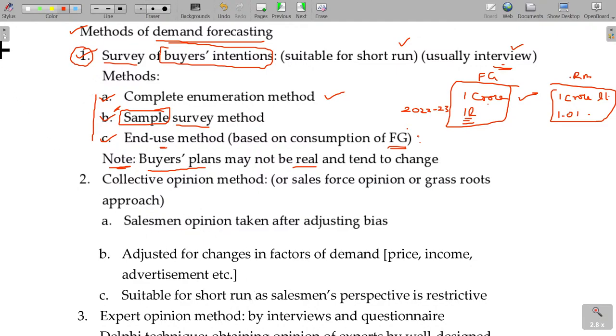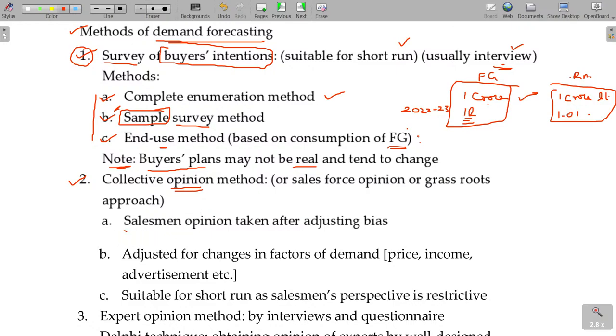Then we have the collective opinion method, the second one. It is the opinion of a few, around 5 to 10 people. They share their opinion about the demand for the products in the coming month, and you sum all of those, and that will be the demand for your product. That's called collective opinion.